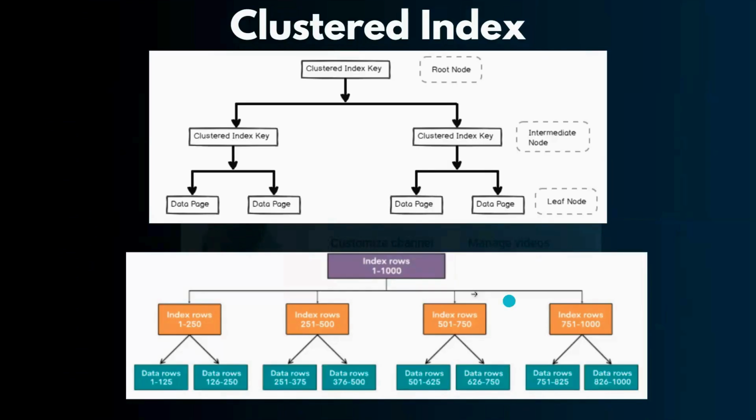So here we can say these are the index rows. The employee IDs 1 to 1000 are mentioned here. Then in the intermediate level, SQL Server has divided them into four different nodes: 1 to 250, then 251 to 500, then 501 to 750, and so on. And in the leaf pages, you will have the data row itself, with all the information present in that particular row.